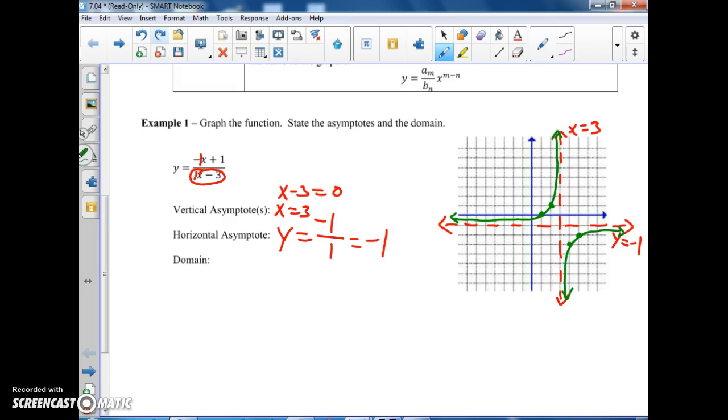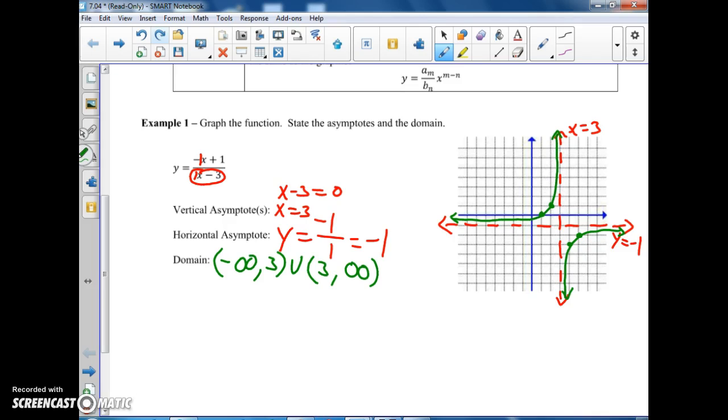Come to the domain here. Negative infinity to 3, curvy, right? Then U, and then 3 to infinity, curvy, right? You got it. Do you remember the other way to write that down?